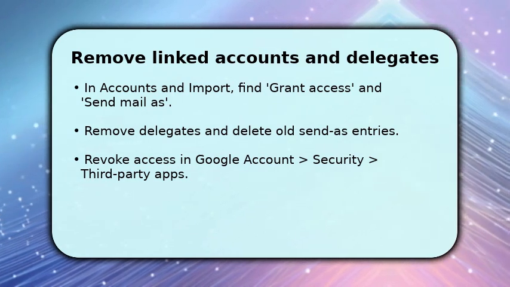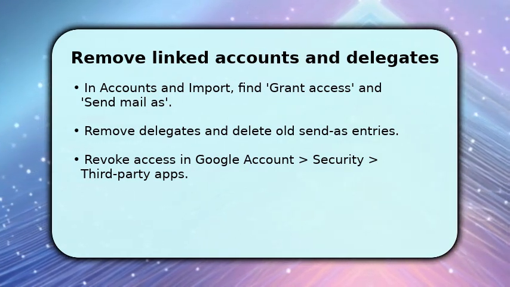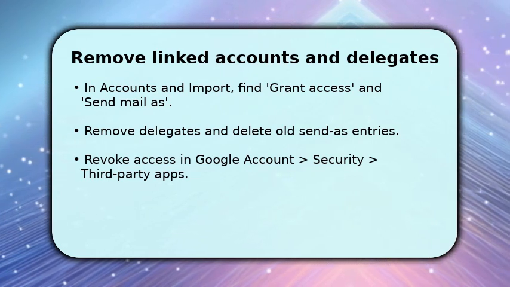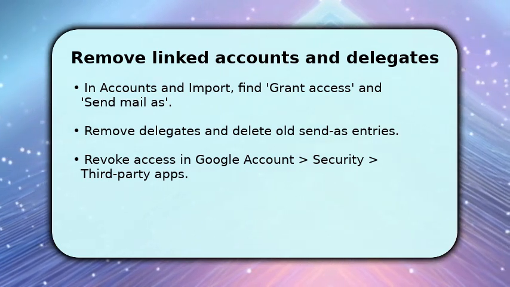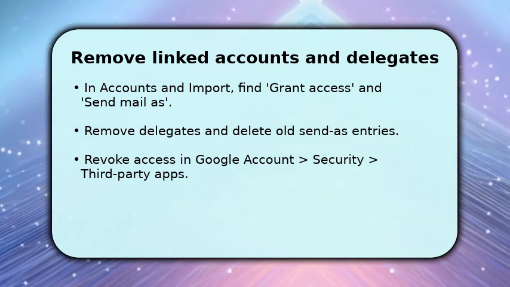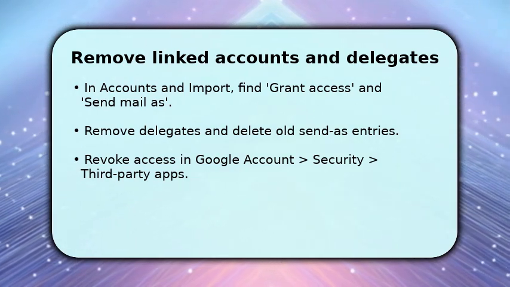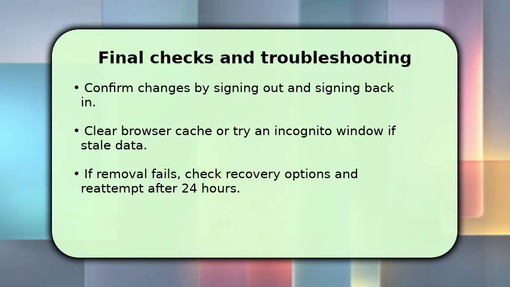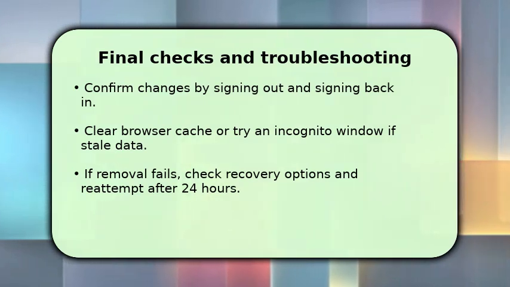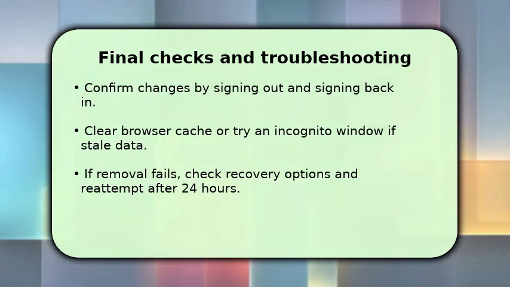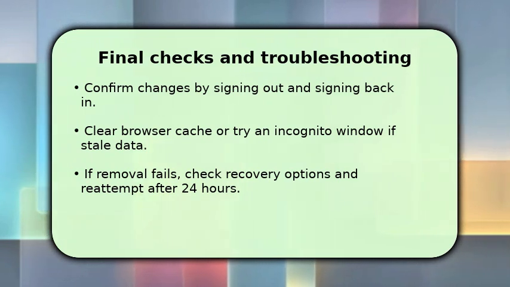Then open your Google account security page to revoke third-party apps and site access tied to old emails. This prevents external access and cleans up authentication tokens that could reauthorize removed addresses later. Finish by signing out and signing back in to confirm the old accounts no longer appear. This forces Gmail to refresh your session.